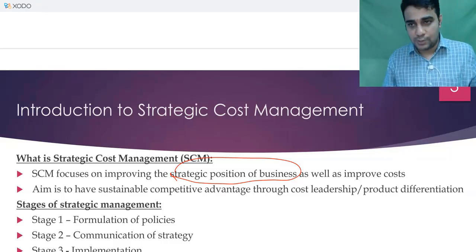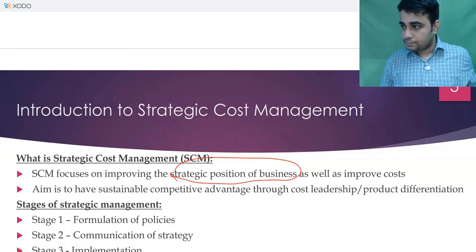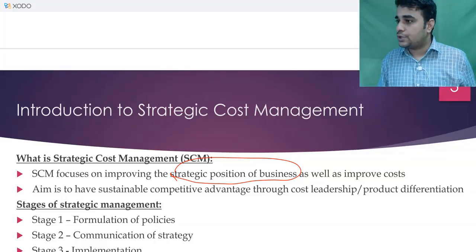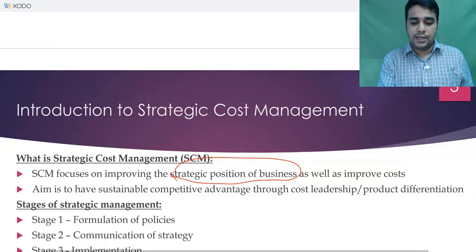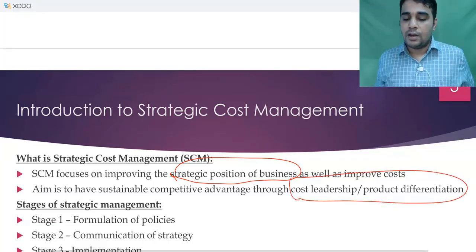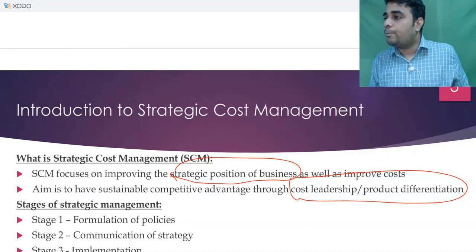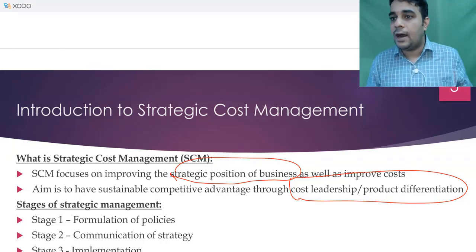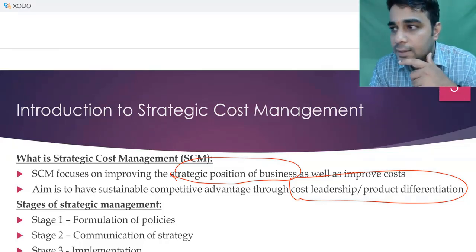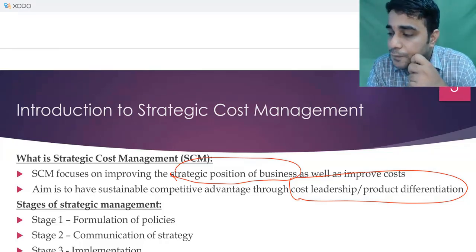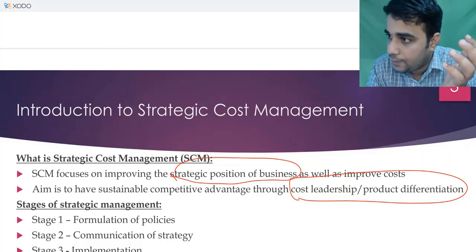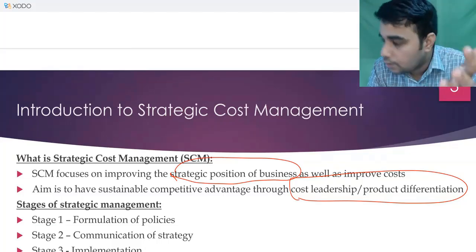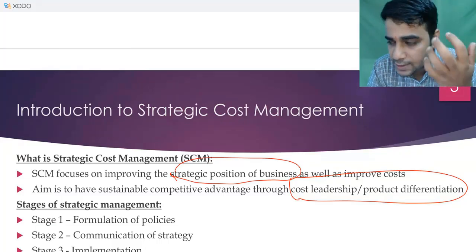Cost is something which is going to be focused on, but somewhere the focus will be to improve the strategic position. How do you improve the strategic position? Either through cost leadership or product differentiation. So the focus here is on qualitative factors, the long term scenario, the quality of a product, and better allocation.